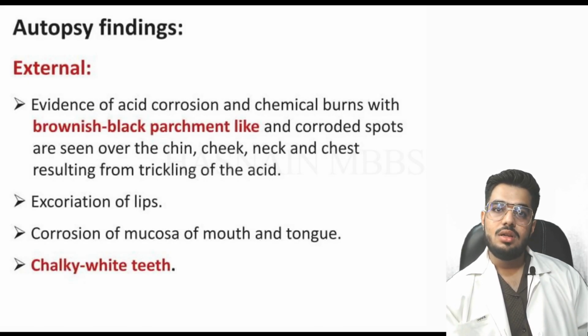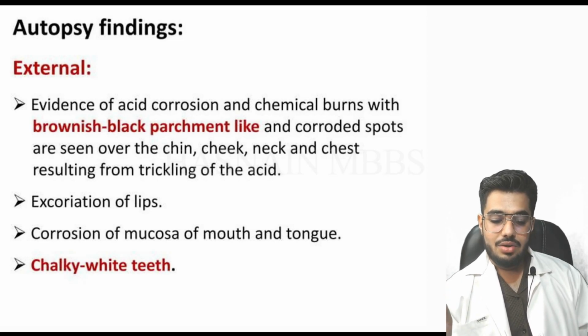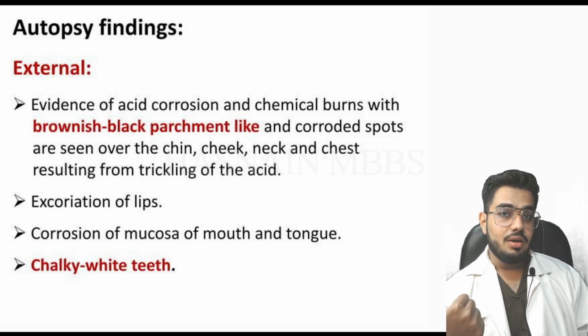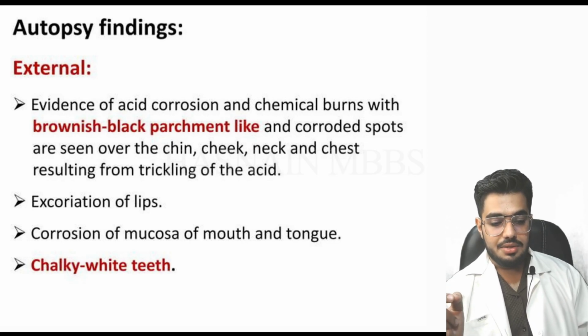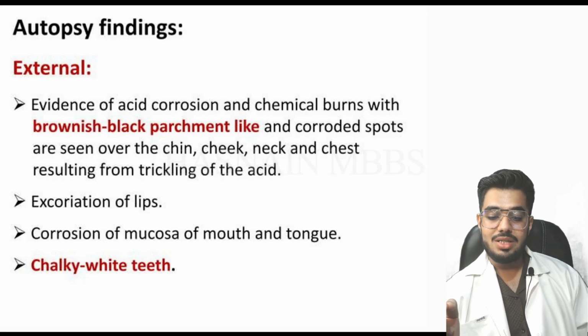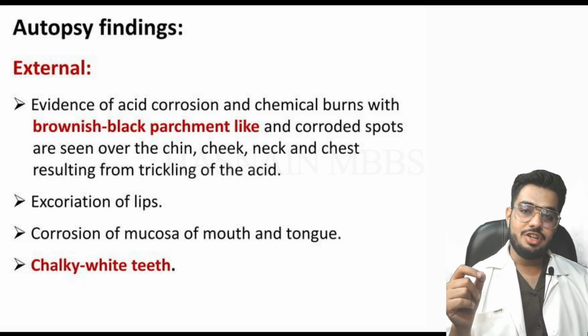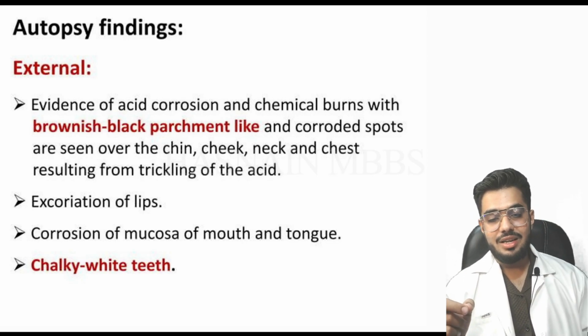Now, if a dead body comes to us for autopsy, what are the postmortem changes and autopsy findings? We have to look for the external signs and the internal signs. First, corrosion will have burns. It will cause superficial burns just on contact, and within 30 seconds it will cause deep burns. There will be evidence of acid corrosion and chemical burns, with brownish-black, parchment-like, uncorroded spots seen over the chin, neck, and chest resulting from the trickling of the acid.